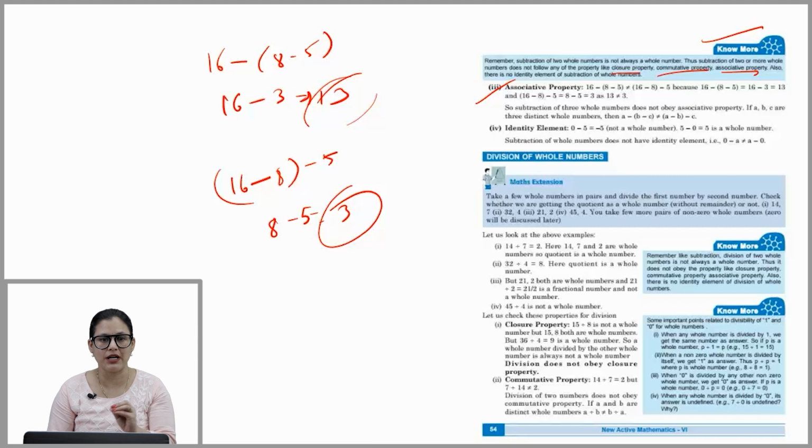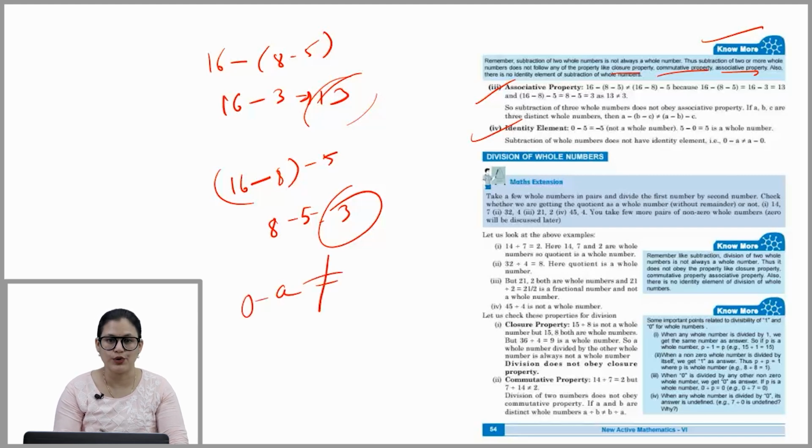If A, B, C are 3 distinct whole numbers, then A minus (B minus C) is not equal to (A minus B) minus C, right? Number 4, identity element. 0 minus 5 is equal to minus 5. Minus 5 is not a whole number, and 5 minus 0 is equal to 5, which is a whole number. So subtraction of whole numbers does not have an identity element. That is, 0 minus A is not equal to A minus 0.